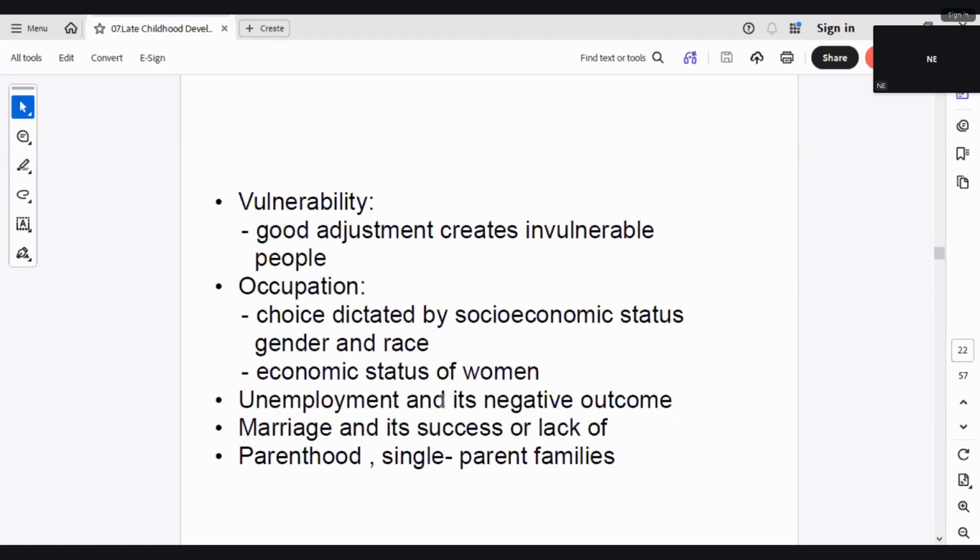Looking at economic status of women and how that's changed over time. Considering unemployment and what are its negative outcomes. Marriage, its success or lack of, parenthood, again looking at single parent families. So many dynamic things happening during this time period. And again, the impact of each on a person. And keep in mind, you can have two people going through the exact same life struggles, but the outcome depends on so many other variables.